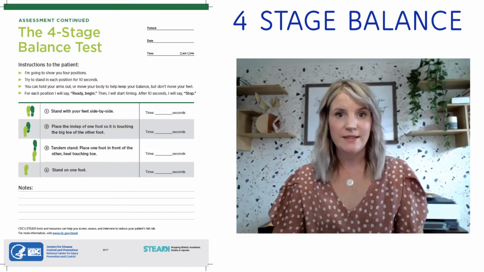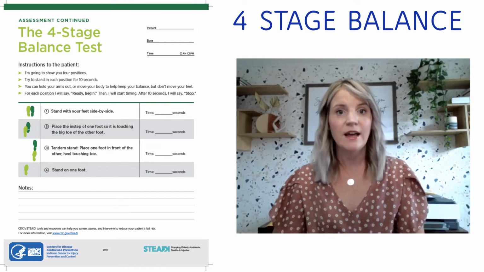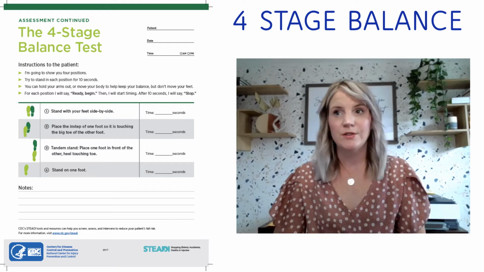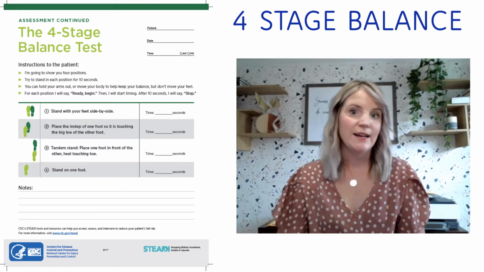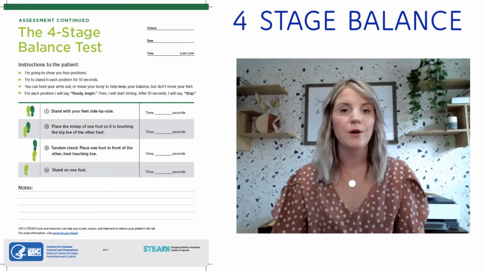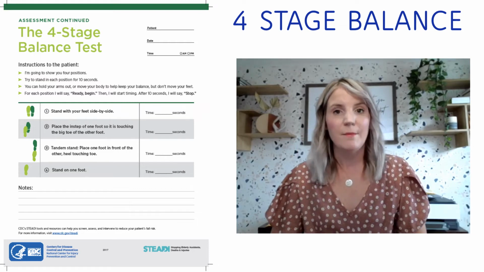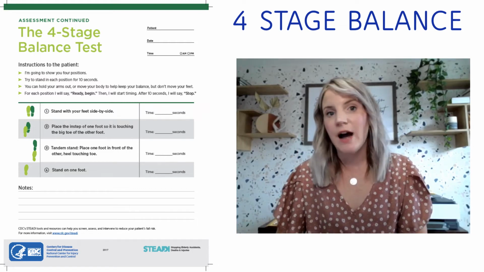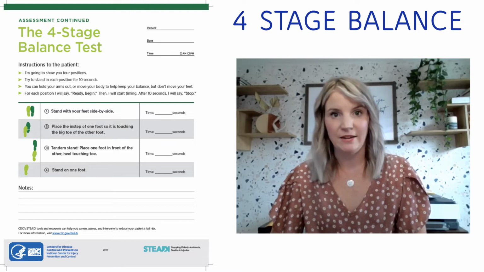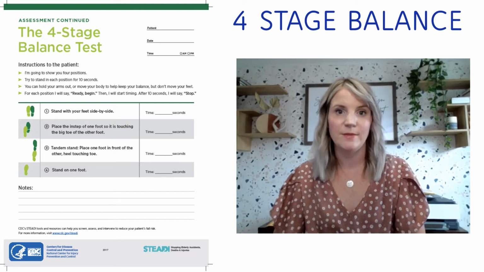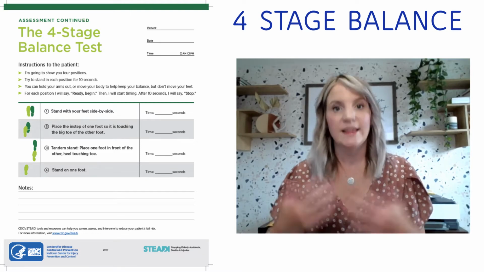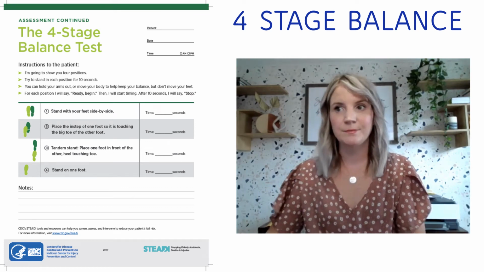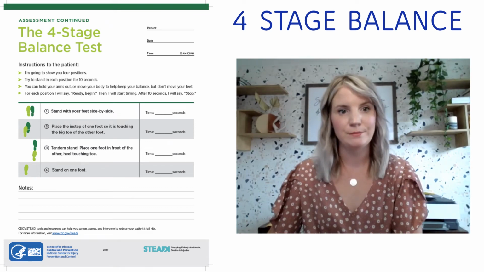If throughout the assessment, one of the balance exams are failed, so say you do the side-by-side and they pass that one and you go to the instep one and they can't do that one, you would not move on to the next balance. You would end the assessment there and say that they are likely at a risk for falls. So let's take a look at the video.